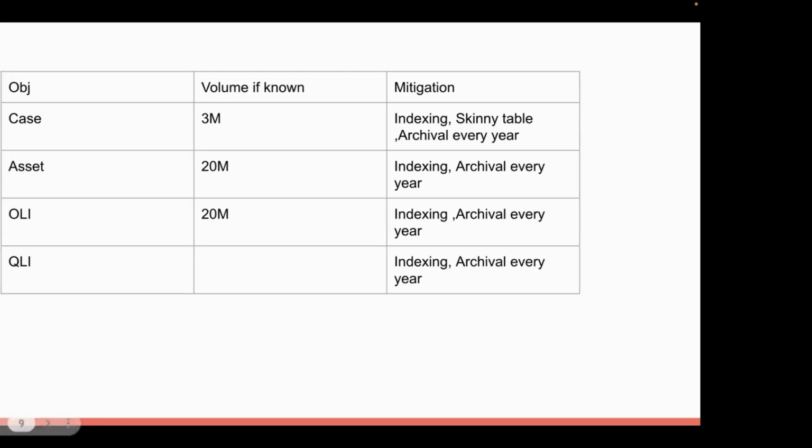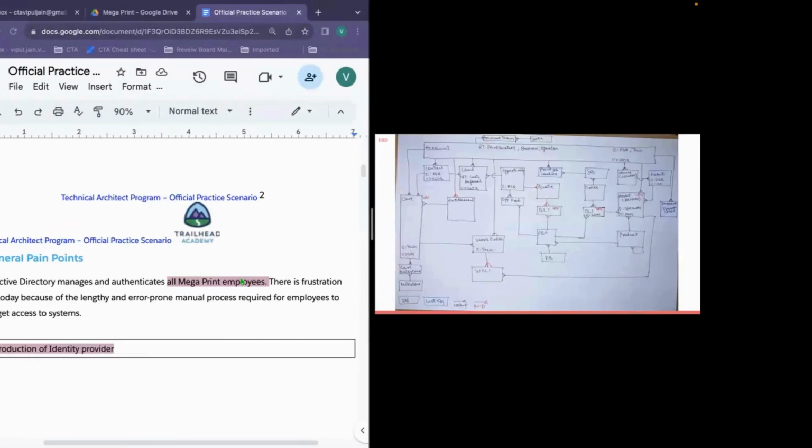Then for asset, order line item, and quote line item, I am going to propose using indexing as well as archival when needed, if not every year. But just to let you know, there won't be any skinny table option available for these objects. Now let's move to the business requirements.